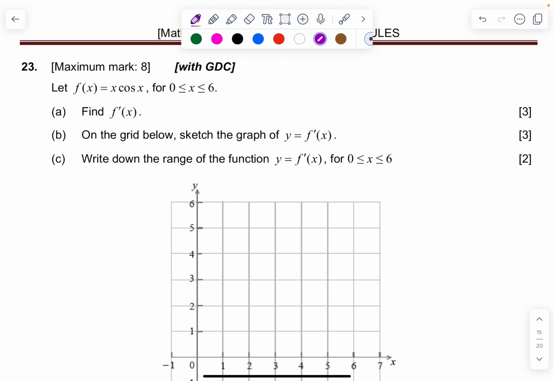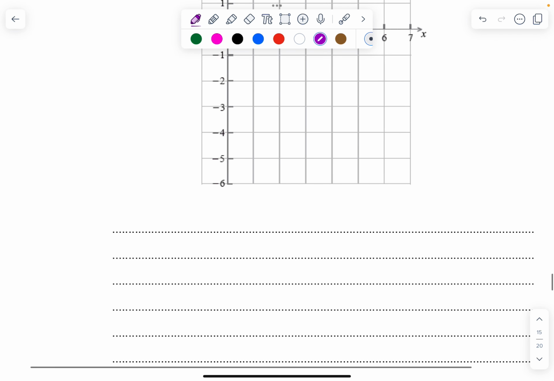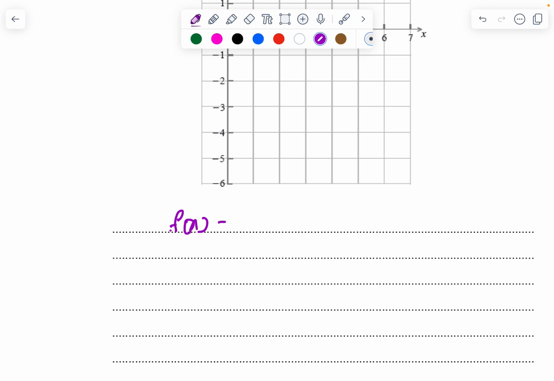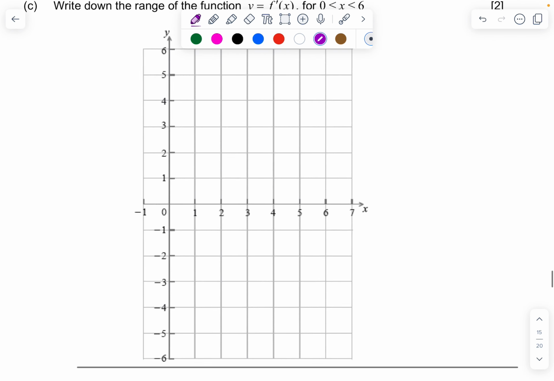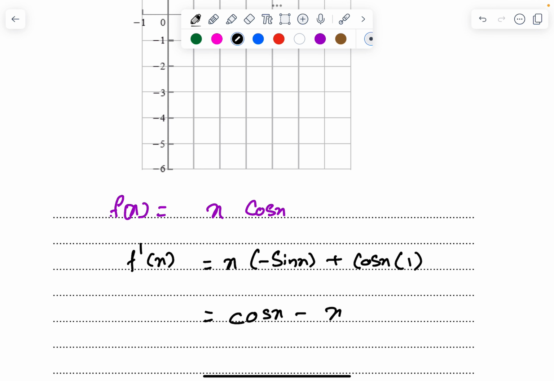Question number 23. f of x equals this much. Find f prime x. So f of x equals x cos x. So what will be f prime x? f prime x will be x times the derivative of cos x, which is minus sin x, plus cos x as it is times the derivative of x, which is going to be 1. So which is going to be cos x minus x sin x.